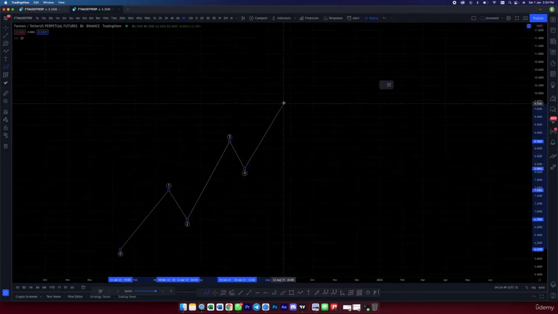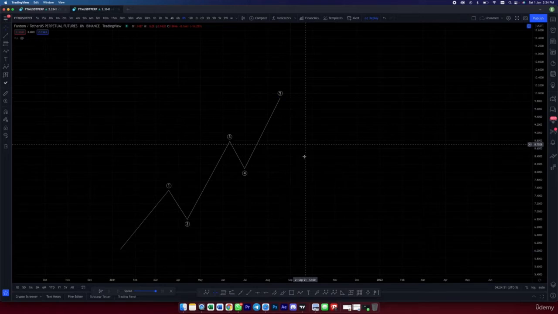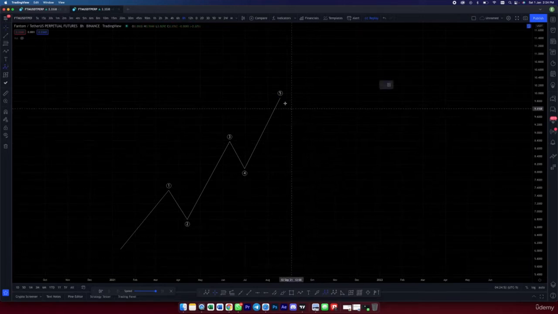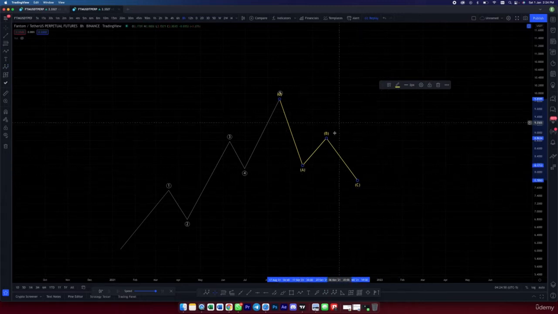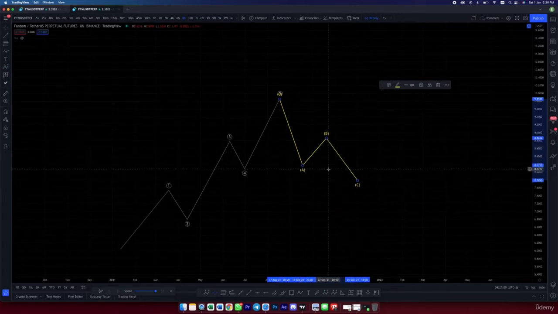Welcome back. In this lecture, we will discuss the variations in the corrective wave. By this, I mean that we will have an impulse wave up, and we have already discussed different variations of the impulse wave, and I hope those are all clear. Now we are going to discuss the variations of the corrective wave, that is ABC. What are the different forms of these corrective patterns?